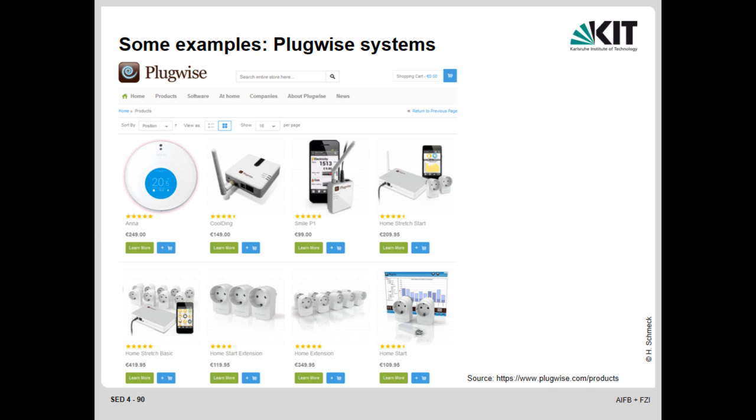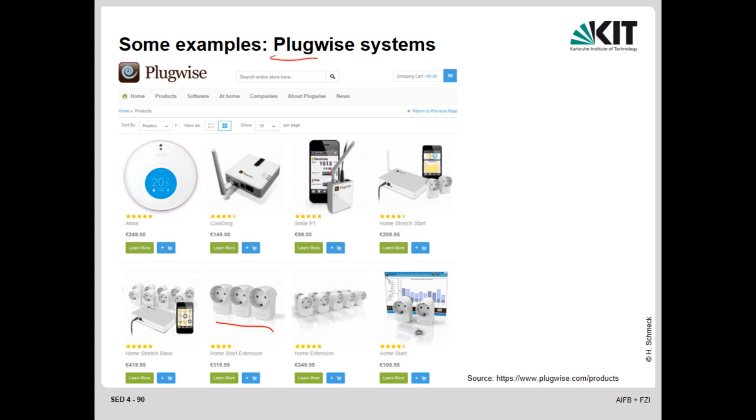Plugwise is a company which is mainly producing intelligent plugs. And intelligent plugs, you know what that means. So here are intelligent plugs, you can plug them into your sockets, or your power outlets, and then you can monitor and control what's happening there.